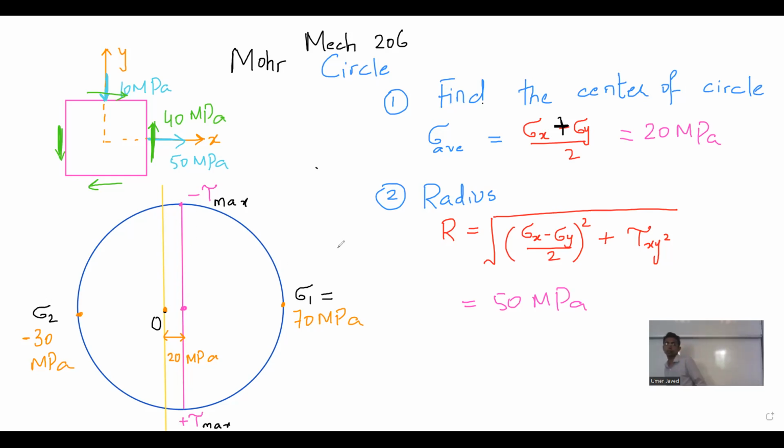40. Why 40? Hamza can also try, by the way. What is the value of tau max, Hamza? What is the value of the tau max? What is the radius of the circle? 50. So 50. It's very easy. I'm a little surprised that nobody guessed it. 50.